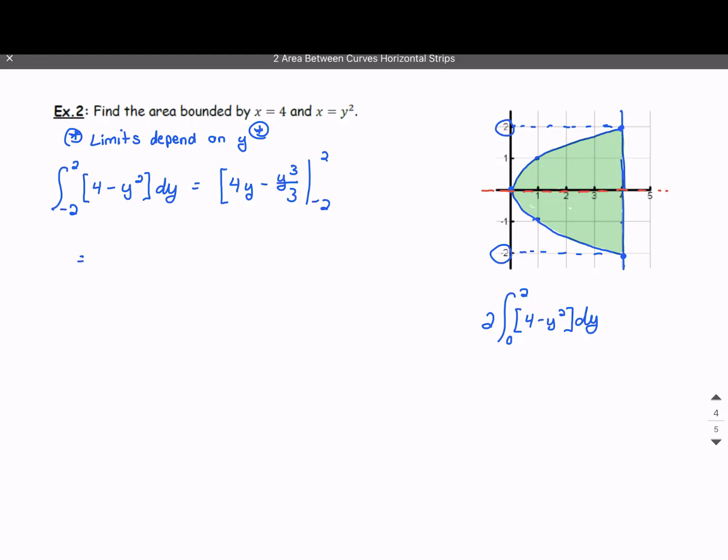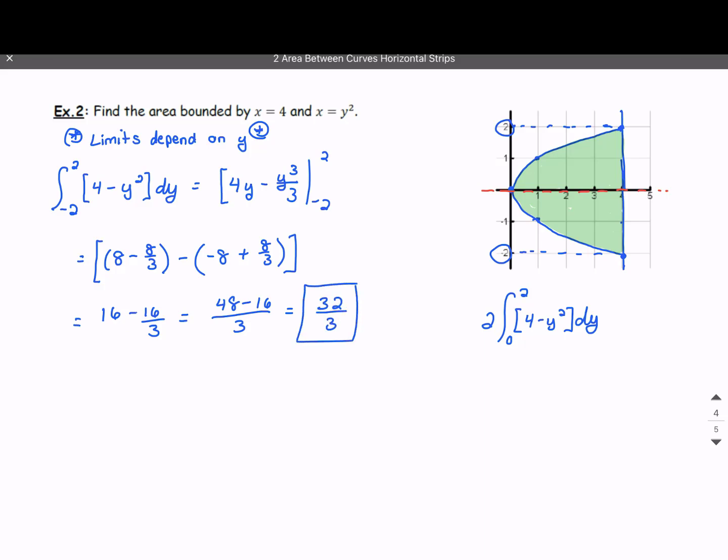So now we substitute. Our top here is 4 times 2, which is 8, minus 8/3, minus, now we plug in the -2, we're going to get -8 plus 8/3. So we're going to have 8 plus 8 is 16, and -8/3 minus 8/3 is minus 16/3. So we need a denominator of 3. 16 times 3 is 48, and 48 minus 16 is 32, and our denominator is 3. And we have found the area.